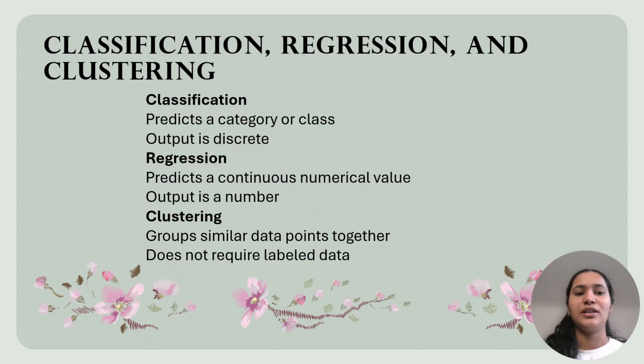The output is discrete, meaning it belongs to a specific group. Examples include detecting whether an email is spam or not, identifying fraud, or predicting whether a patient has a disease. Then is the regression. It is used when the model predicts a continuous numerical value. The output is a number. Examples include predicting house price, forecasting sales, or estimating temperature.